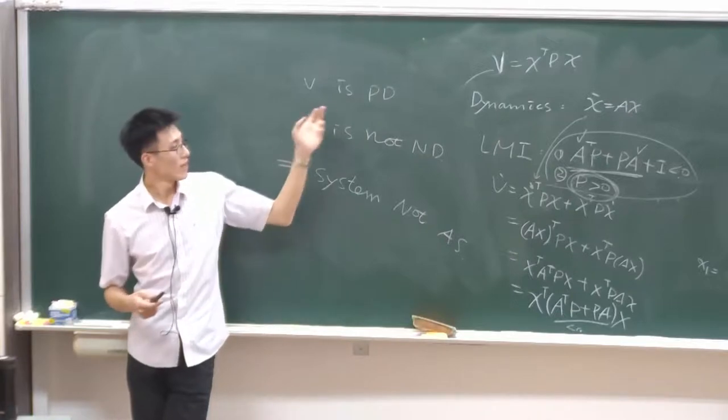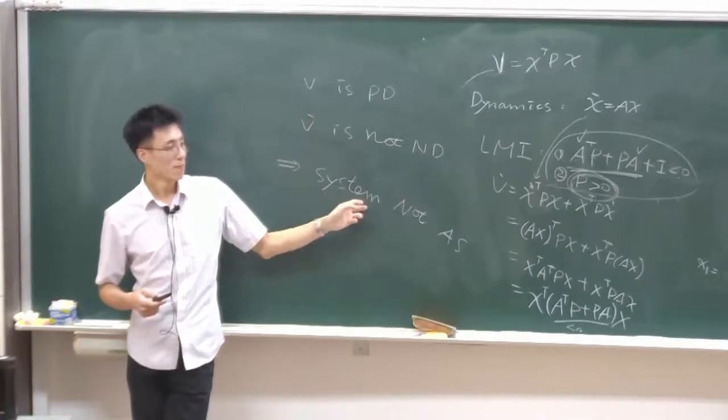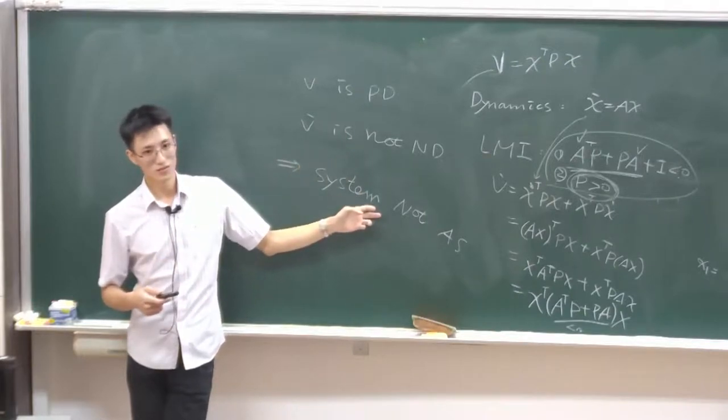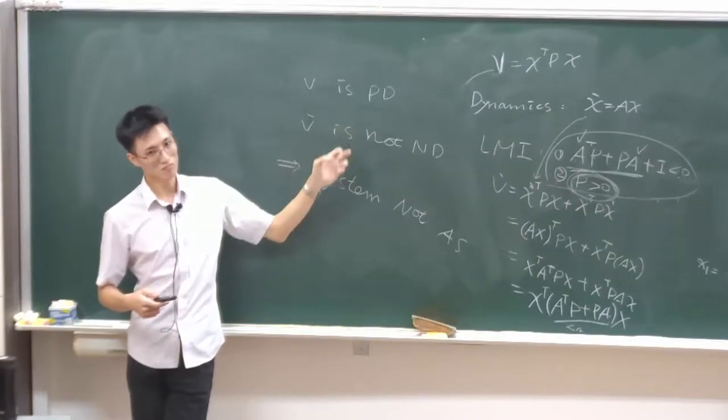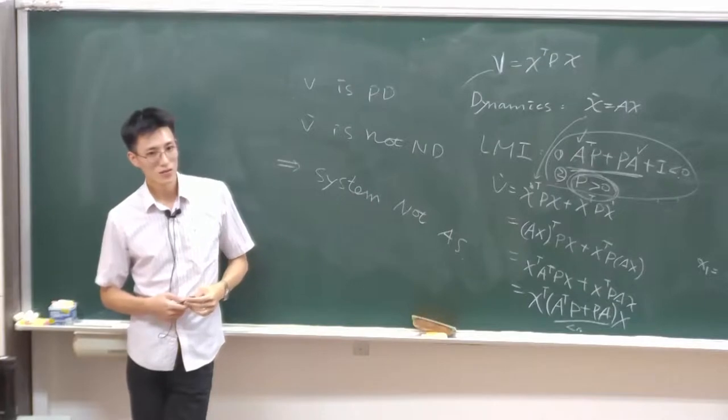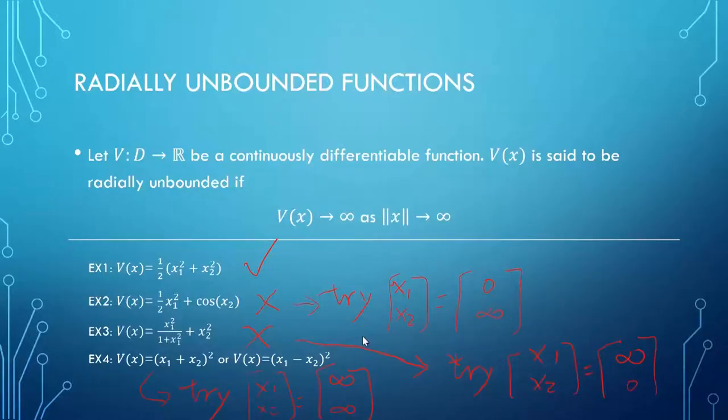Sufficient means if that's true, this must be true. But if it's not true, it doesn't imply this is not true. Okay? If it's true, it must be true. If not, you cannot conclude it's not stable. Okay? Sufficient condition. Radially unbounded functions.